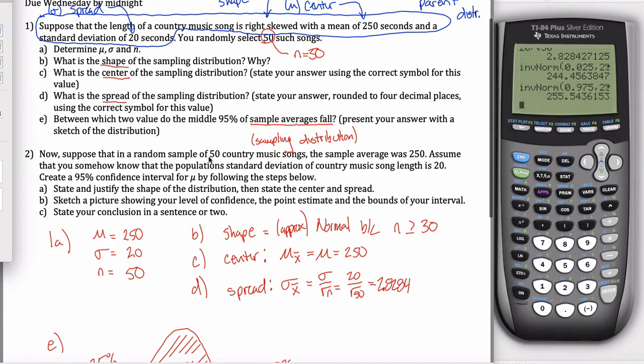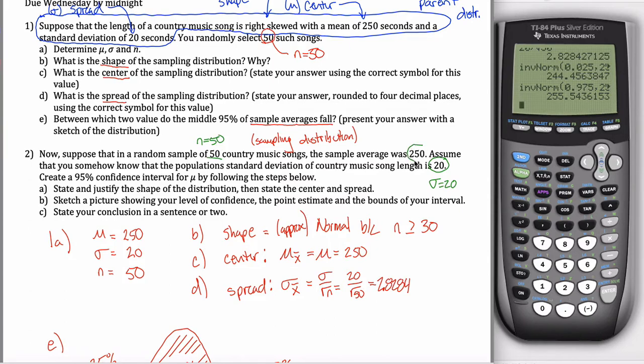Now suppose that in a random sample of 50 country music songs, note that n staying the same, the sample average was 250. I guess I should have said the average length was 250 seconds. Assume that you somehow know that the population standard deviation for country music song length is 20. So note that sigma is staying the same. n is staying the same. And you're not given mu because you're creating a confidence interval for mu. But x bar is equal to what mu was equal to up here. And by making things work out that way, you're going to end up getting the same answers for 2.